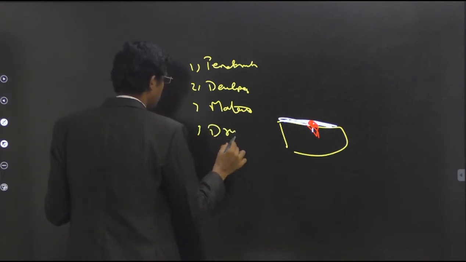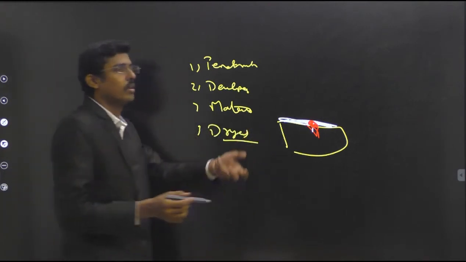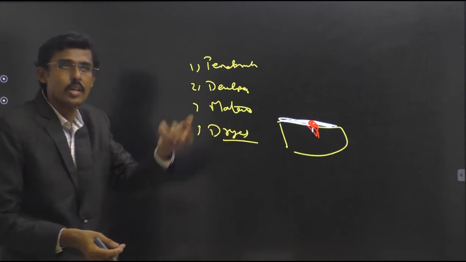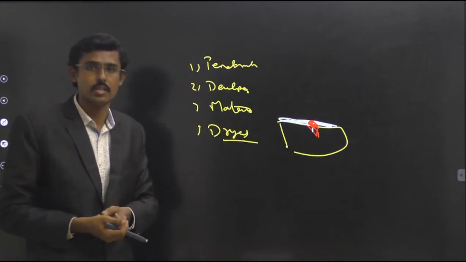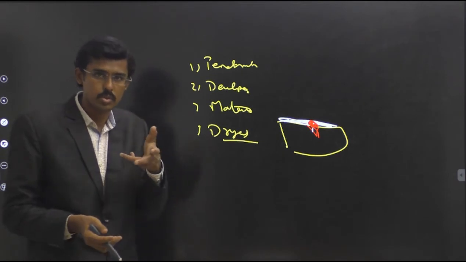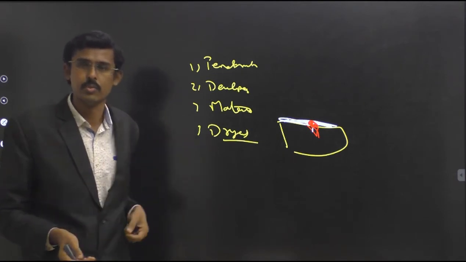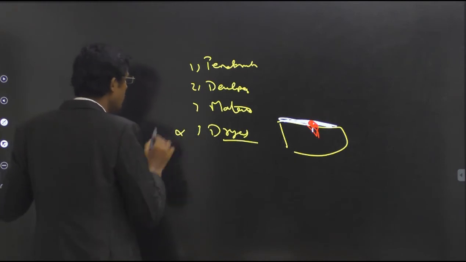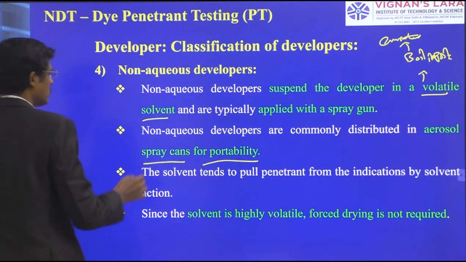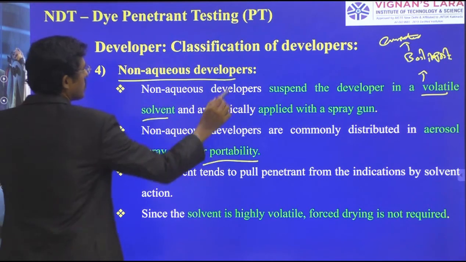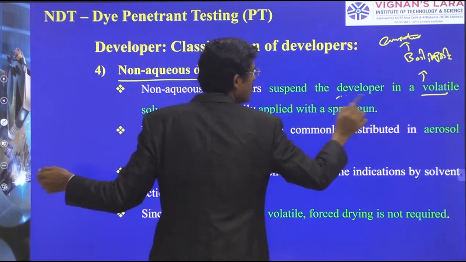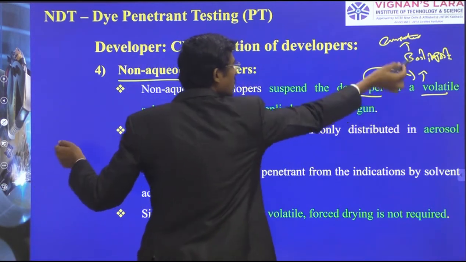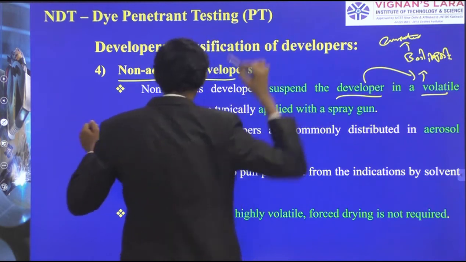A dryer should take over there, because forced drying is needed, not normal ambient drying conditions. Forced air means we should have a blower and push hot air. This is not needed in the case of non-aqueous developers, because it is a dry developer itself in a volatile condition. When it reaches the boiling point temperature, it is going to evaporate.